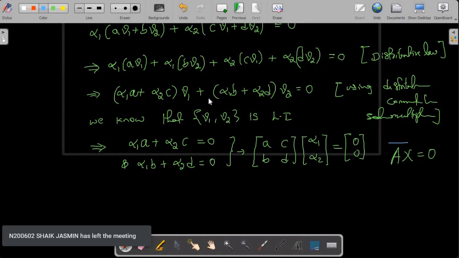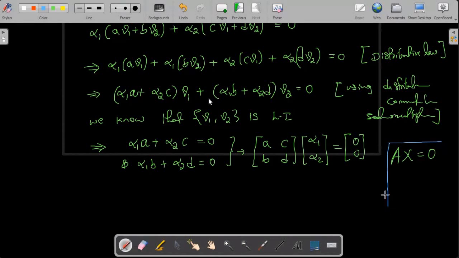And we know this homogeneous linear system has a unique solution when A is invertible. But if A is not invertible, then it is going to have infinitely many solutions, in which you can find the non-zero solution.